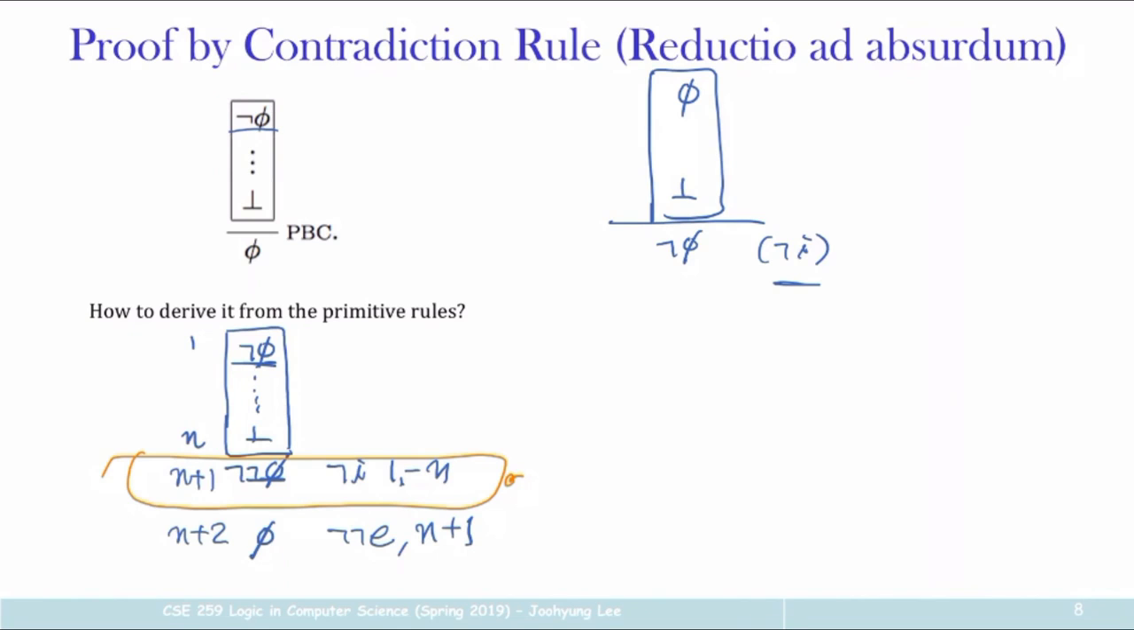Now, note here that we are using the box, meaning that not phi is not established as true. We just assume temporarily that this is true. So having the not phi inside the box and outside has totally different meaning. Okay?